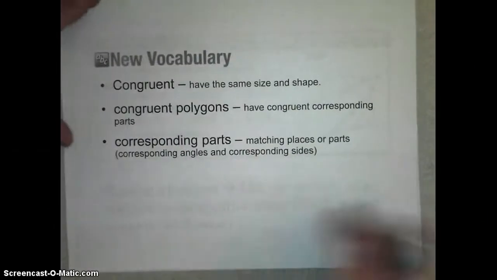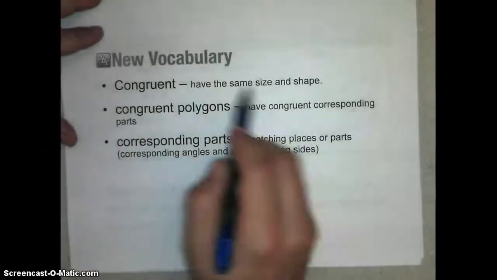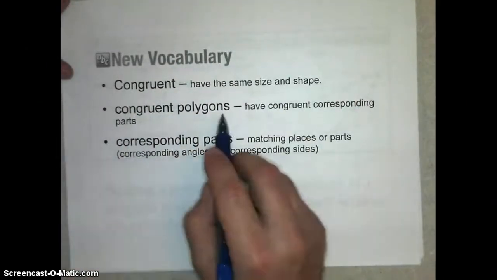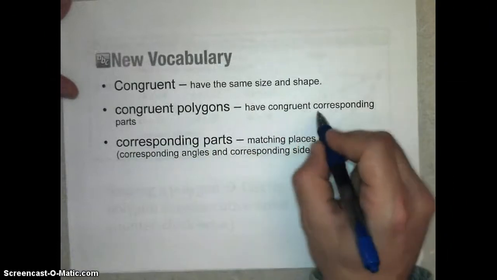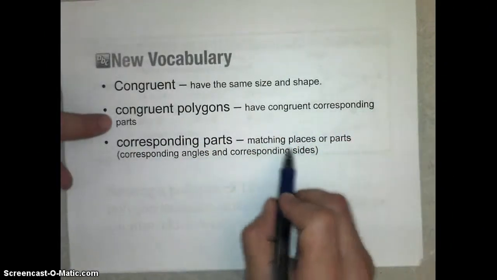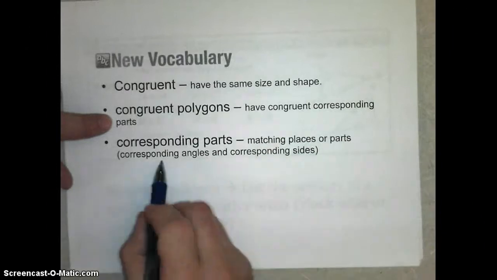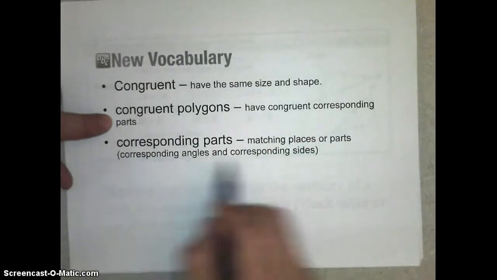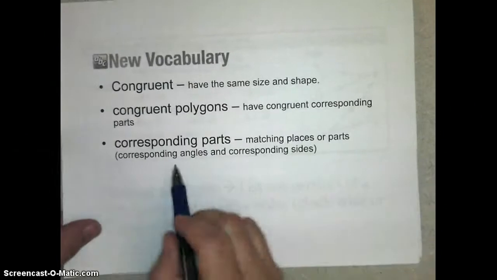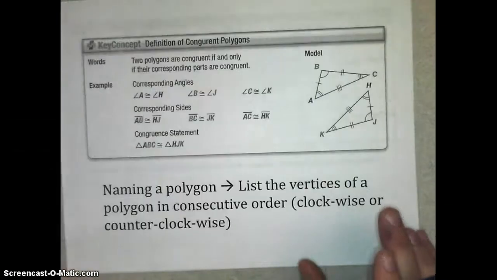Alright, so we've got some new vocabulary. The word congruent, I want you to make sure you have this. When polygons have the same size and shape, we call them congruent. Congruent polygons have congruent corresponding parts. Corresponding parts are parts that match each other, matching places or parts. And so in triangles, we have corresponding angles and sides. Like any congruent polygons, we have corresponding angles and corresponding sides.